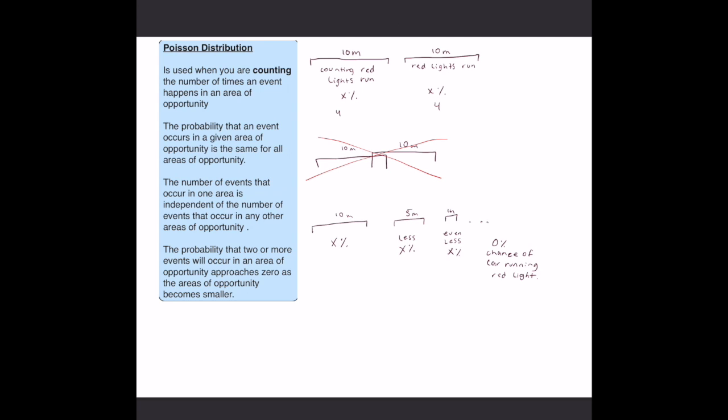Now, same as the binomial distribution, we're going to go through each of the characteristics of Poisson and see why this is a Poisson distribution. So firstly, a Poisson distribution is used when you are counting the number of times an event happens in an area of opportunity. So again, here's that buzz phrase. And we're counting the amount of red lights run within a time frame. This one says 10 minutes, but for our question, it's really 30 minutes. And in this case, it was 4 red lights in 30 minutes.